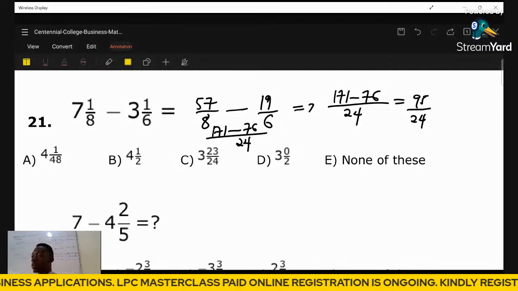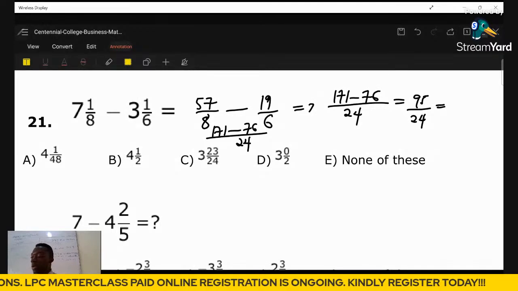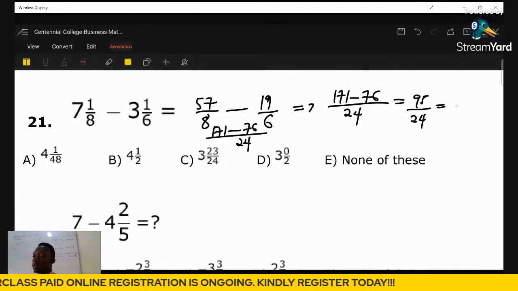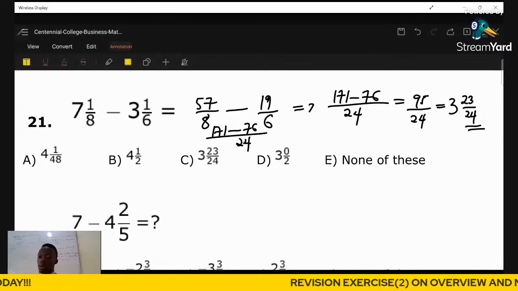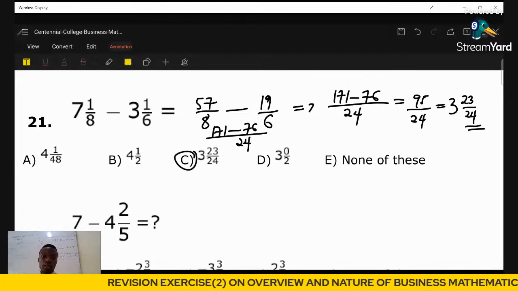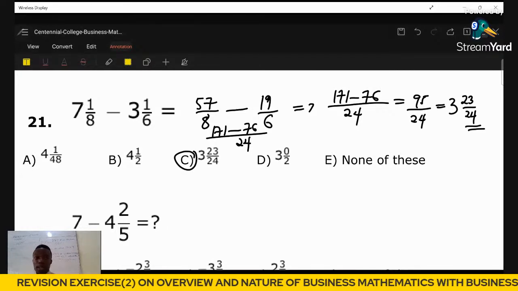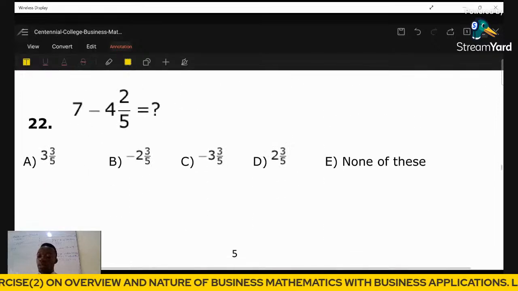At the end of the day, you need to convert this to a mixed fraction. You should be able to arrive at 3 whole number 23 out of 24. You can confirm it with a calculator to see if that is true. That gives you option C. So let's take note of that. Let's move on to question number 22.